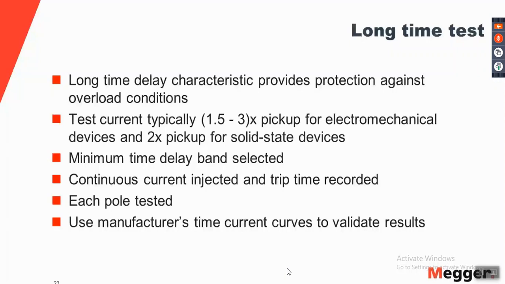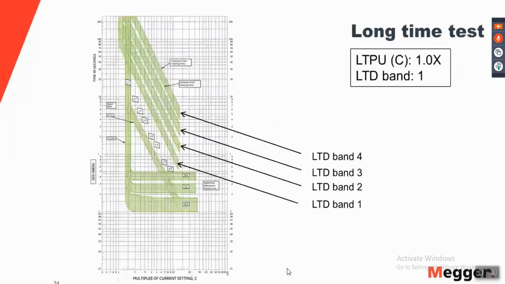So let's look at a long time delay characteristic and see how we can interpret the results. In this diagram, you can see both the long time delay characteristics and the short time delay characteristics. Long time delay characteristics is the one given in this region. You can see that there are 4 bands here, LTD band 1, 2, 3, and 4. Band 1 has the lowest trip time and band 4 has the highest trip time. So as we said in the previous slide, we would select LTD band 1 on the trip unit.